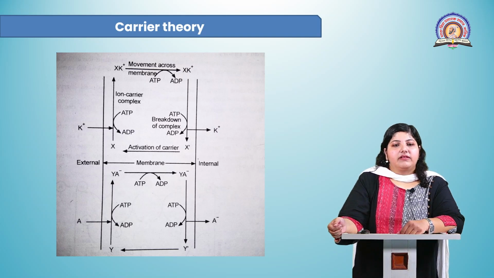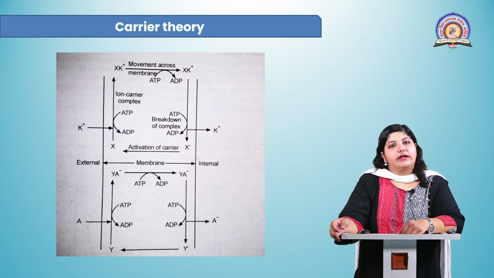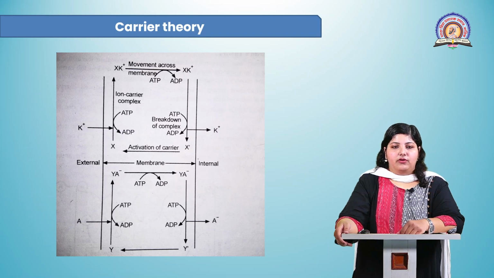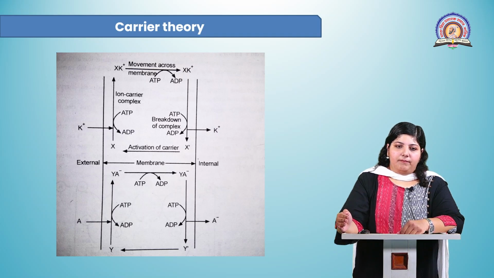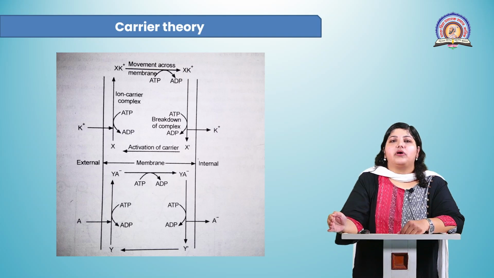Similarly, the same mechanism is shown for anion also. The same process is taking place. We can see a different type of carrier for the anion, that is Y, and the same process as for cation can be explained here also: the carrier accepts an ion, that is a negatively charged ion. For that, energy is involved. Then it forms an ion carrier complex. This ion carrier complex will pass from the outside to inside, or it will move across the membrane.